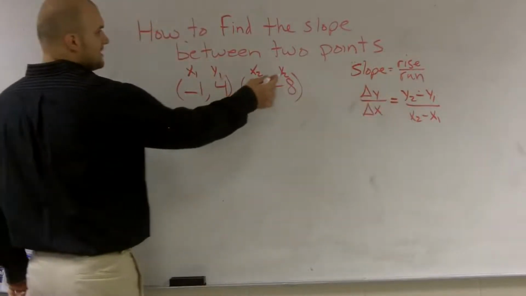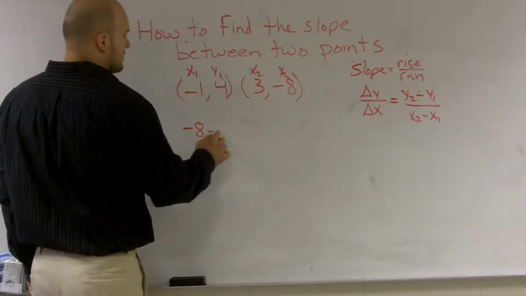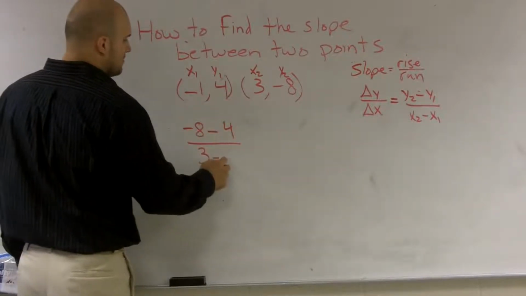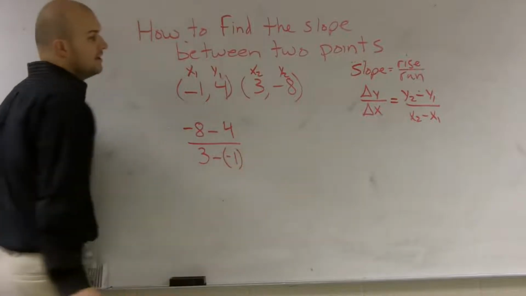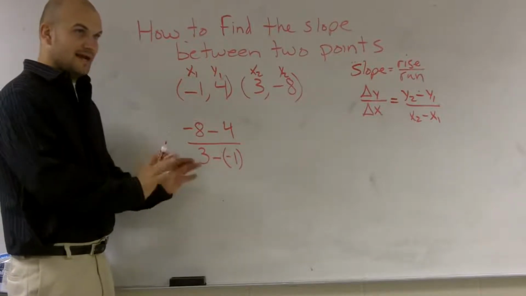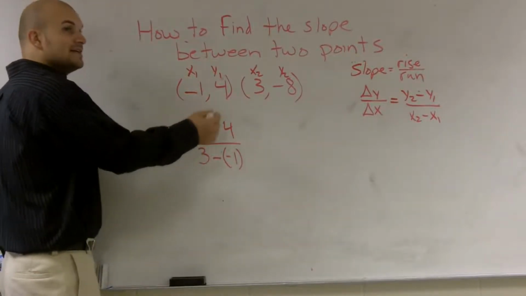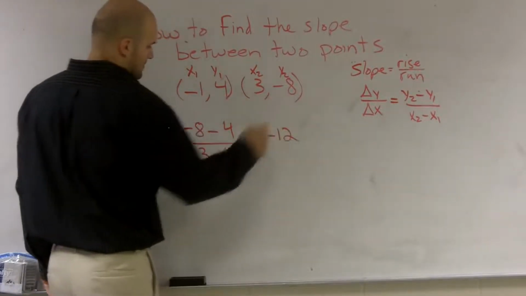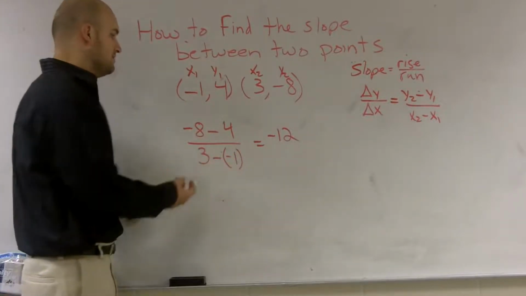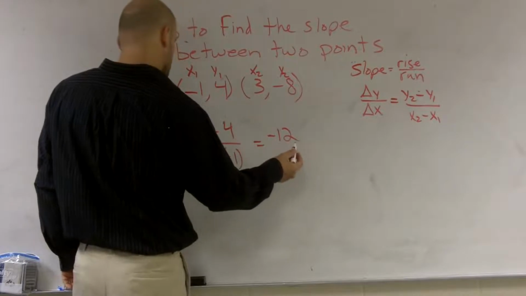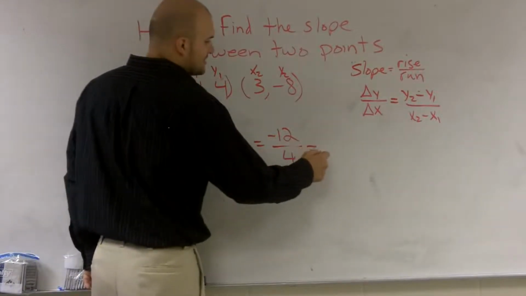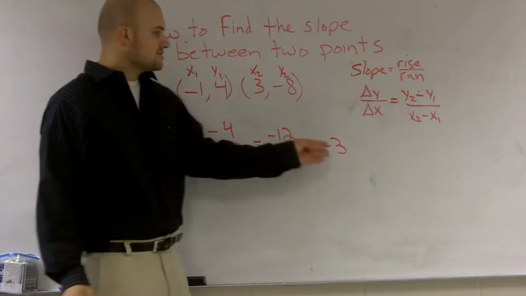All right? So I just take my y2, which is -8, minus y1, which is 4, all over x2, which is 3, minus, I'm going to put in parentheses, -1. Remember, I'm going to keep those parentheses just to make sure that I'm not making any mistakes with my negatives. So -8 minus 4 becomes -12, and 3 minus -1, the two negatives are going to cancel each other out, and it becomes a positive 4. -12 divided by 4 now becomes -3. So therefore, our slope is -3.